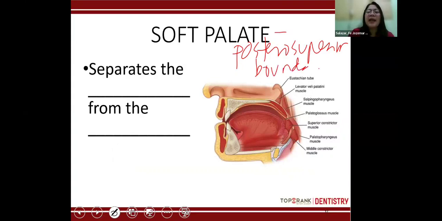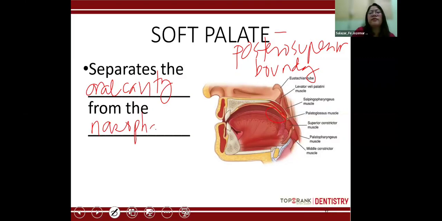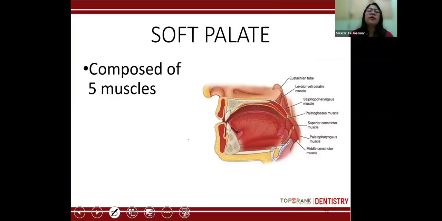If your hard palate separates the oral cavity from your nasal cavity, how about the soft palate? So it separates, syempre, oral cavity from what? What cavity? Yes, very good. And your nasopharynx. Very good. Okay? So the oral cavity is separated from the nasopharynx by your soft palate. Okay, so the soft palate is purely made of muscles.